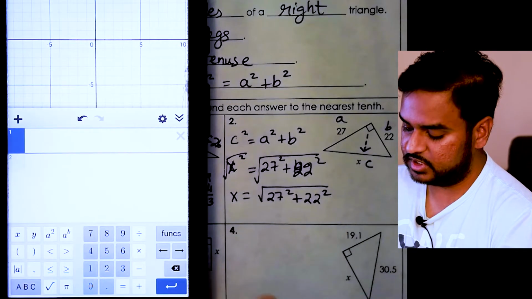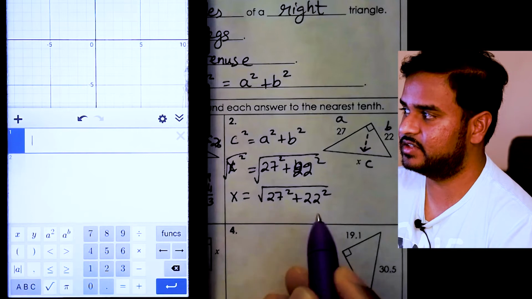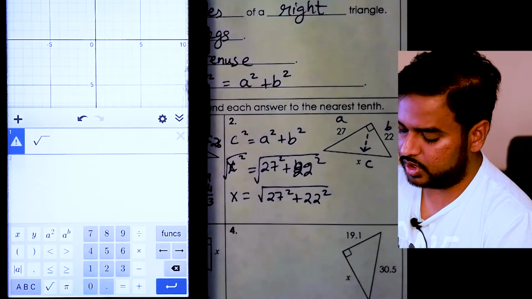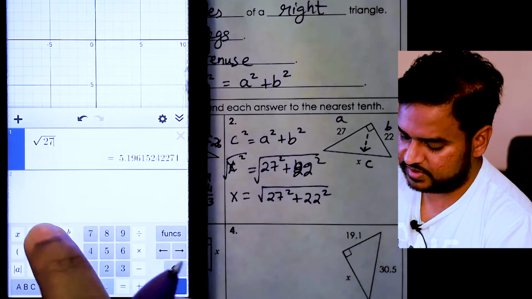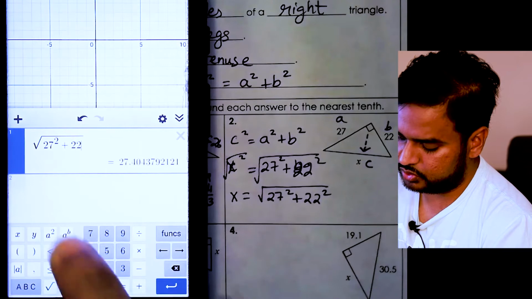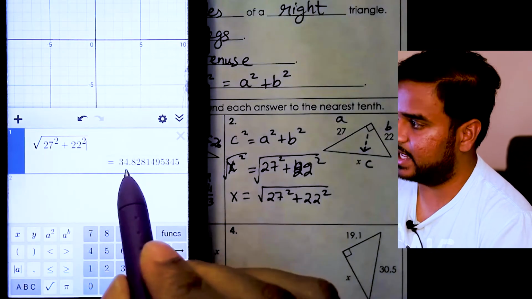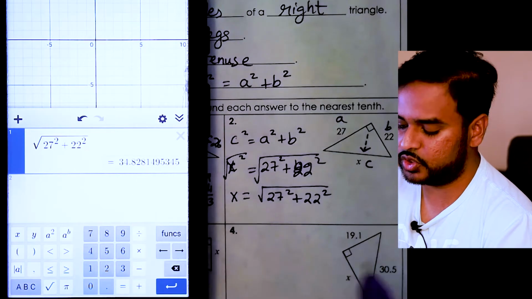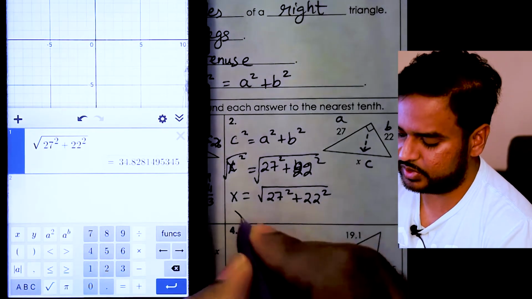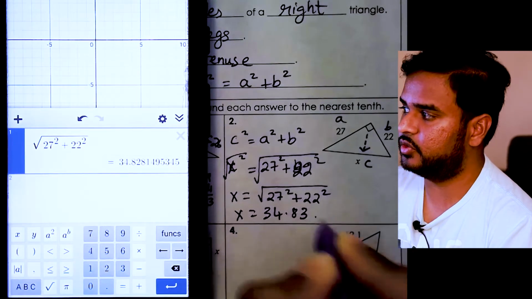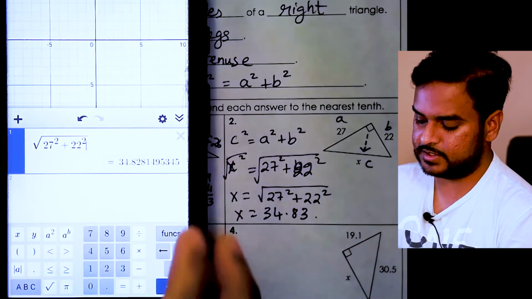Now, let me try to plug in square root of 27 squared plus 22 squared. That's pretty easy. I pick my square root of 27 squared plus 22 squared, and that gave me 34.83. So I'm going to try to round this to 2 decimal places. So X is equal to 34.83. Pretty simple stuff, right?